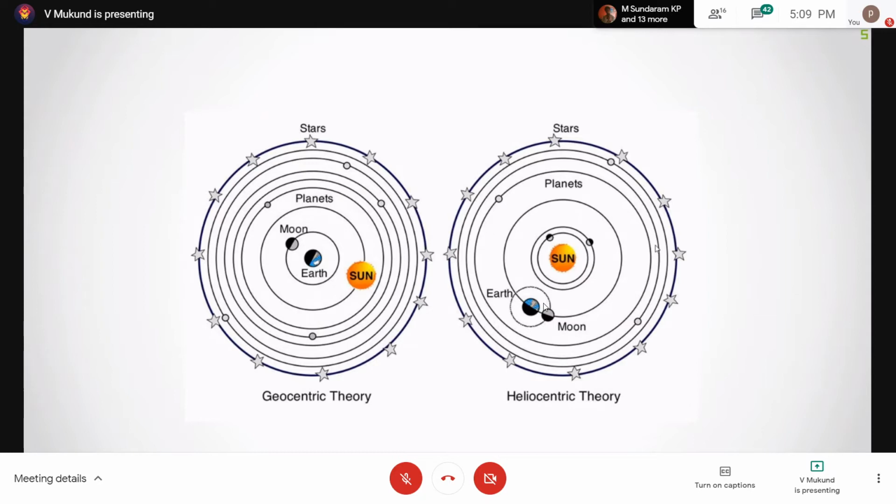Then came Copernicus, who said that no, this is not how the solar system works. The sun is at the center, and we are just one among the other planets that revolve around the sun. This is the heliocentric theory that was devised by Copernicus.